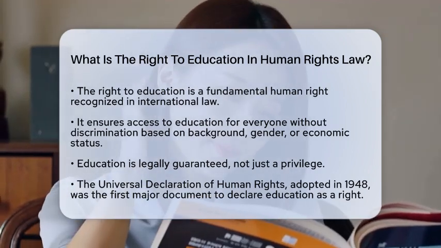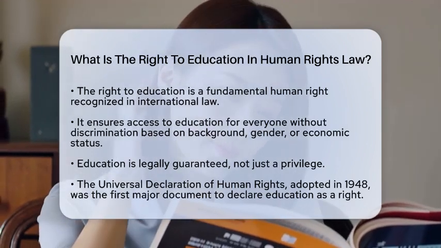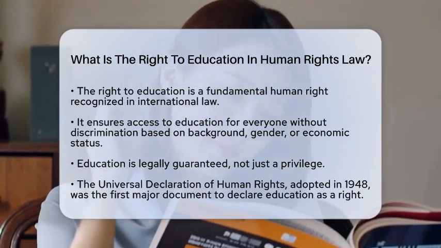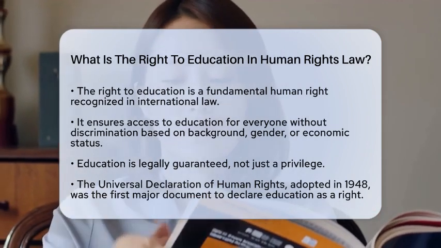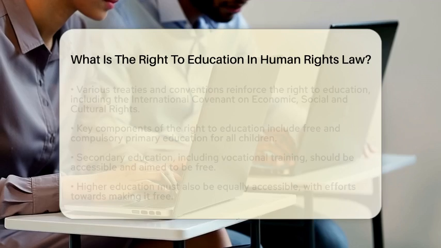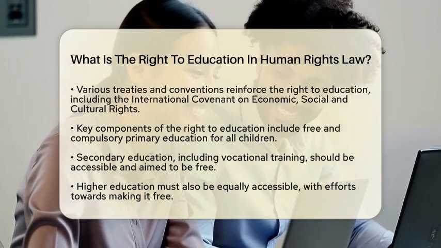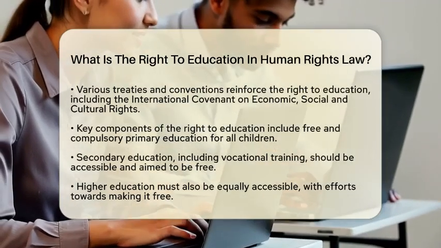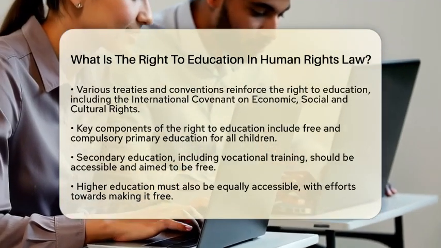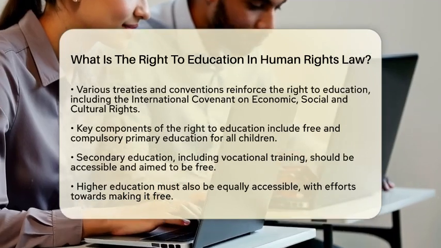When you study human rights law in law school, you will explore the legal foundations and practical applications of this right. The Universal Declaration of Human Rights, adopted in 1948, was the first major international document to declare education as a right. Since then, many treaties and conventions have reinforced this principle. Important documents include the International Covenant on Economic, Social, and Cultural Rights, the Convention on the Rights of the Child, and the Convention Against Discrimination in Education.